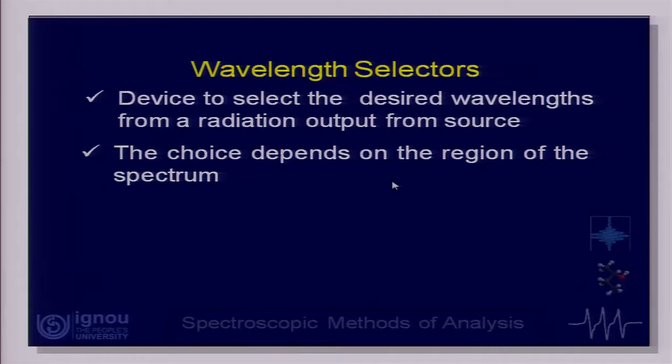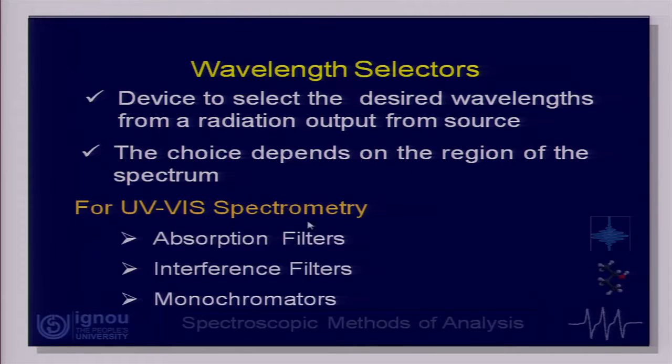Okay. Now, there are different types of wavelength selectors we use, and the choice will depend on what region of the spectrum I am talking about. I mention this because wavelength selectors are used for all kinds of instrumentation. Right now, we are focusing only on UV visible spectrometry, but for other kinds of spectroscopy, say IR spectroscopy, we will again be using wavelength selectors, but they will be of a different type.